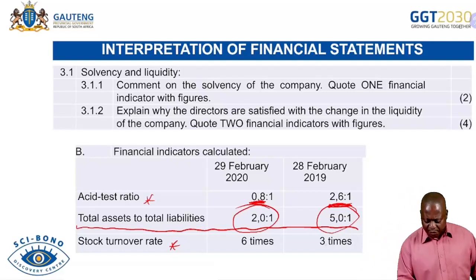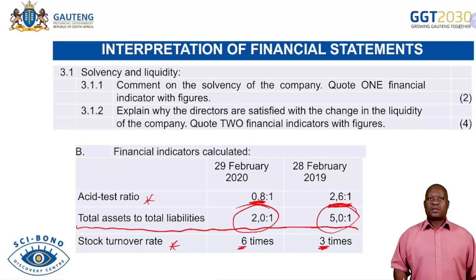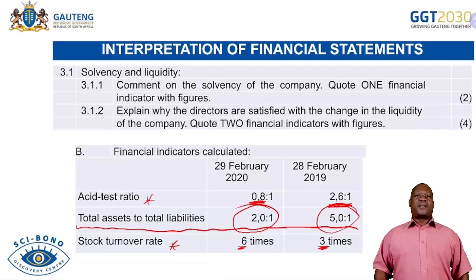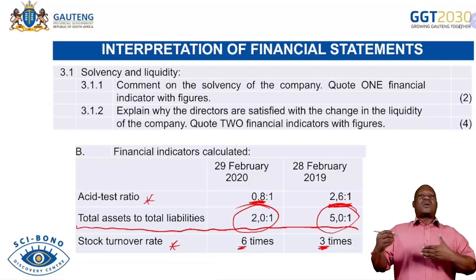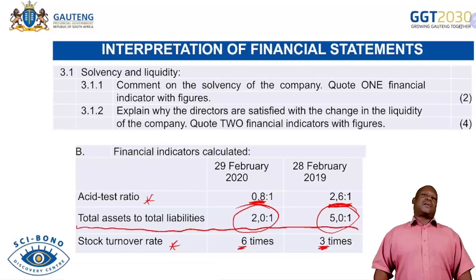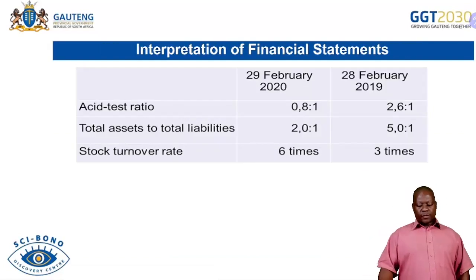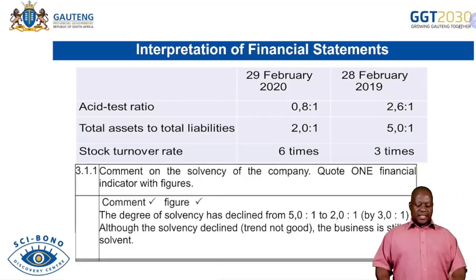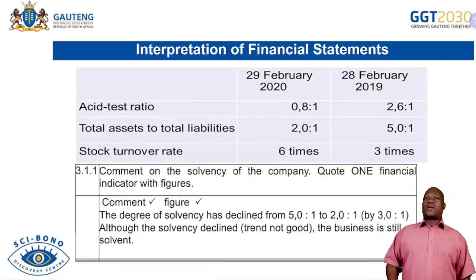Now let's look at the rate of stock turnover. 3 times. It has doubled. Everyone should smile about it. It means we are now turning over our stock faster. It means we are selling our stock faster. It means we are now converting our stock to cash faster, which is a good thing. Now, please look into the expected responses when it comes to this, starting with the one on solvency.